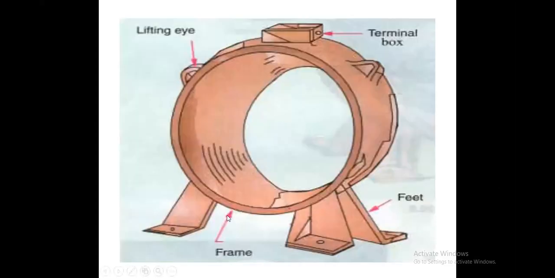Now, these are also main parts of the DC motor: the terminal box, by which the connection is made; the lifting eye, on which we hang the motor or use it for easy handling; and the frame, by which it connects. These are the feet, which reduce and eliminate the vibrations from the foundation. For that purpose, we use the feet, by which support is provided to the motor frame.